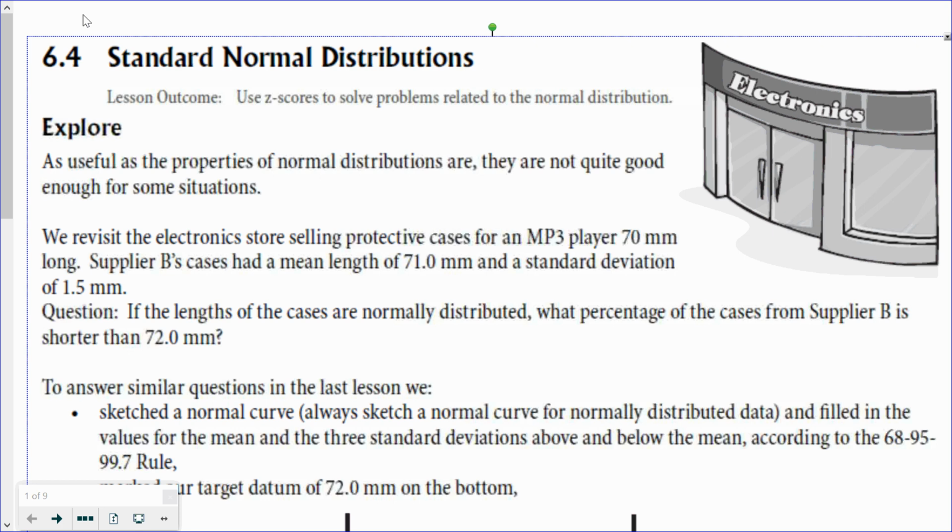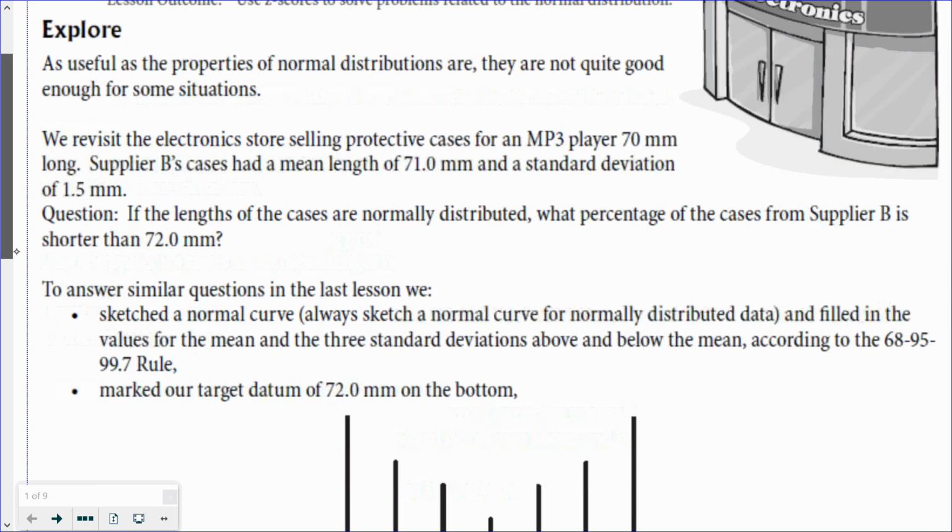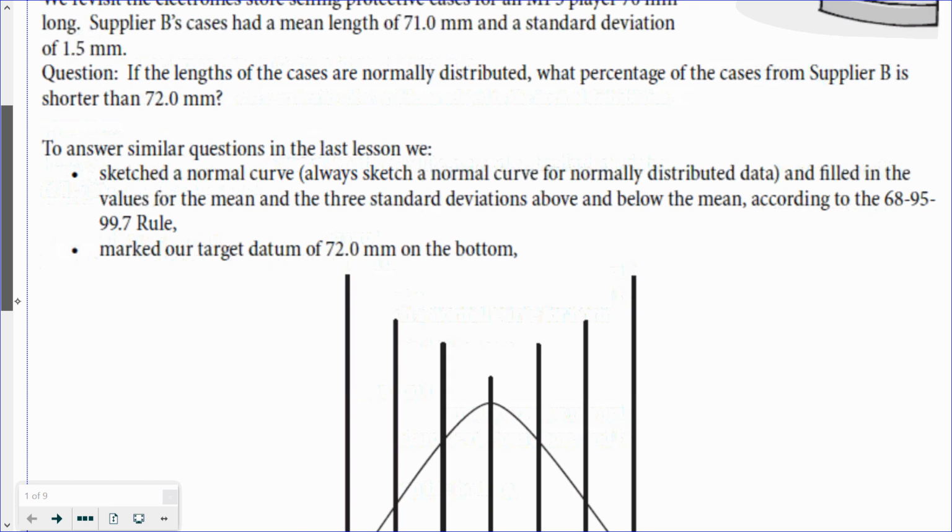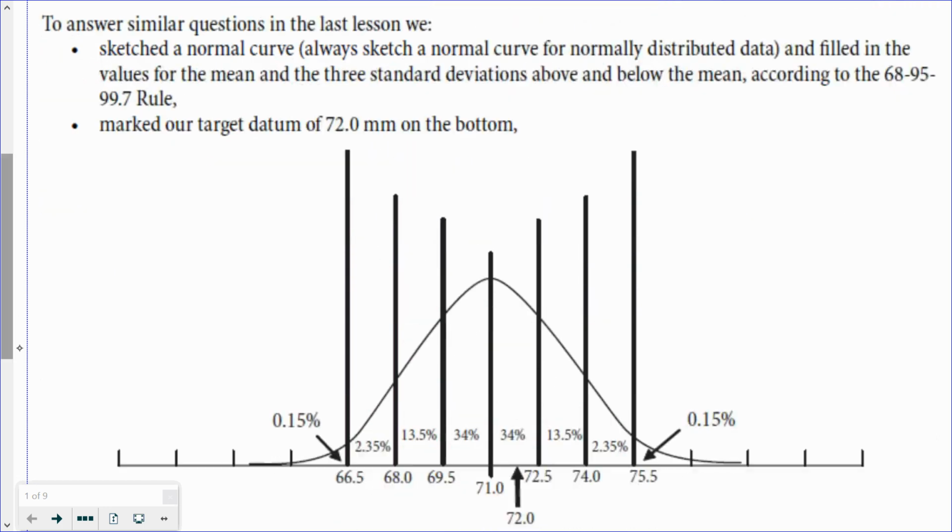And so the question is, if the lengths of the cases are normally distributed, what percentage of the cases from supplier B is shorter than 72 millimeters? So we're looking for everything shorter than 72 millimeters. So to answer similar questions in the last lesson, we sketched a normal curve.